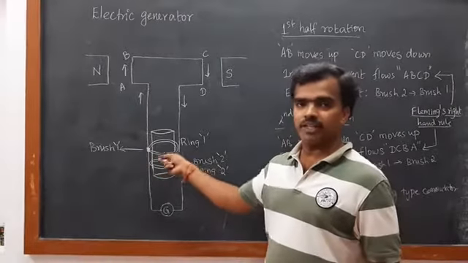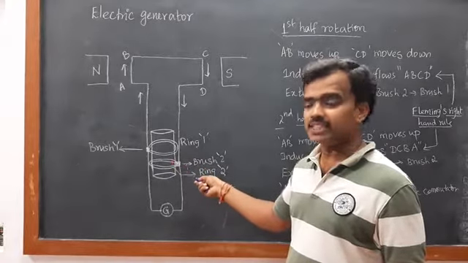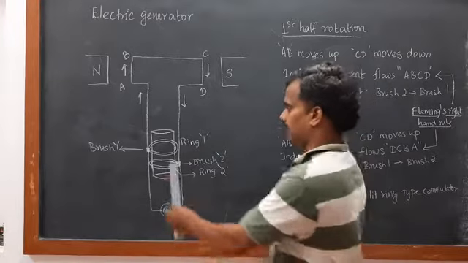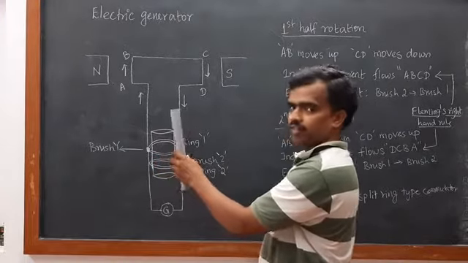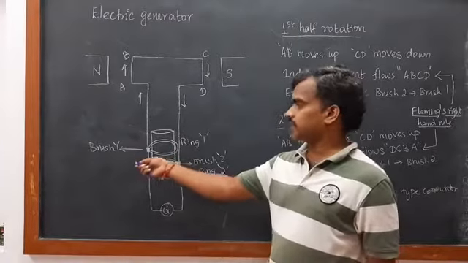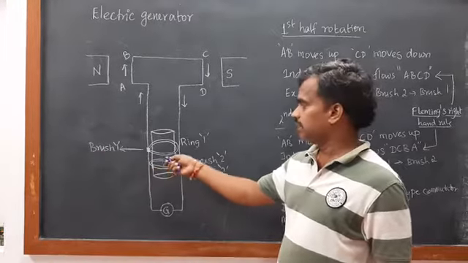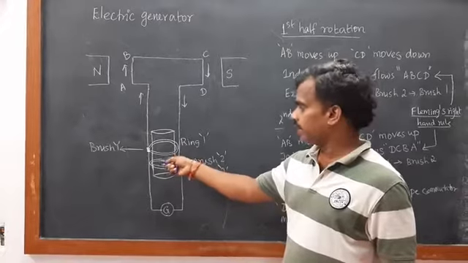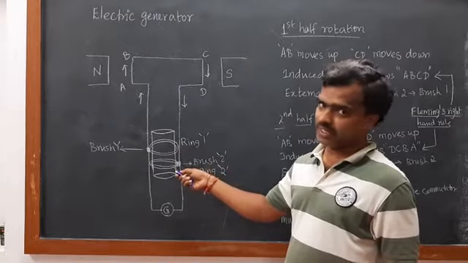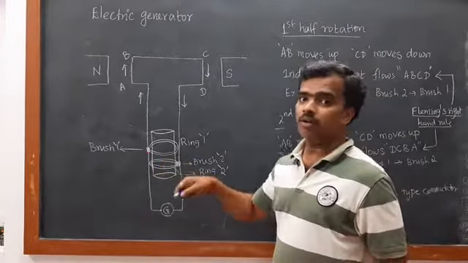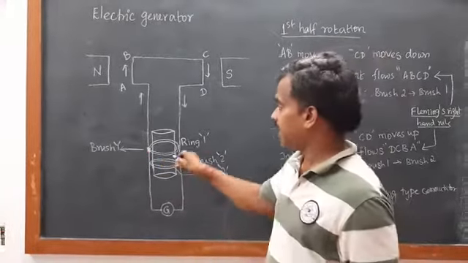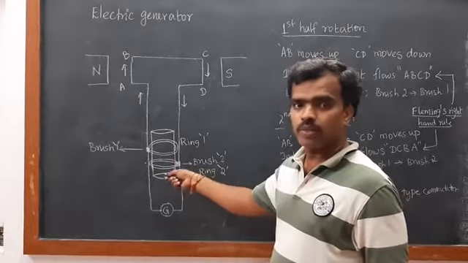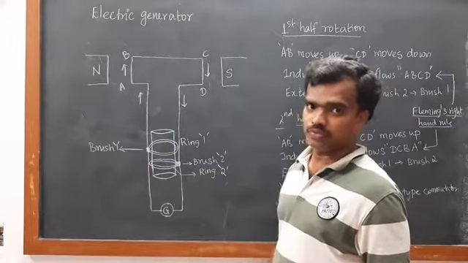So brush 1 should be connected to the first ring, and brush 2 should be connected to the second ring. And this one is the axle, which can rotate freely. These brushes are conducting, right? Each brush is pressed against its ring, so it can move along with that ring. Is that clear? This brush is pressed against this ring and can move along with it.